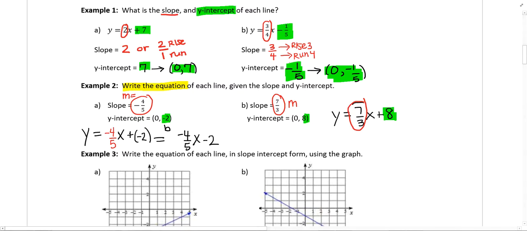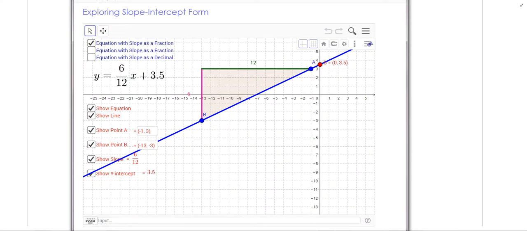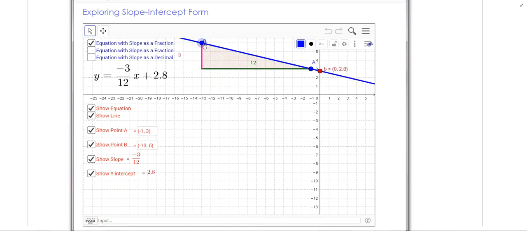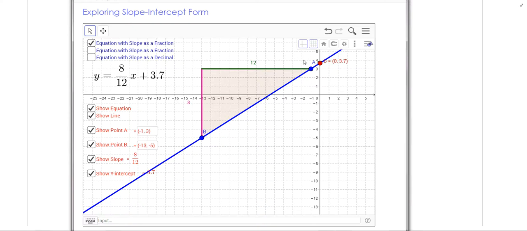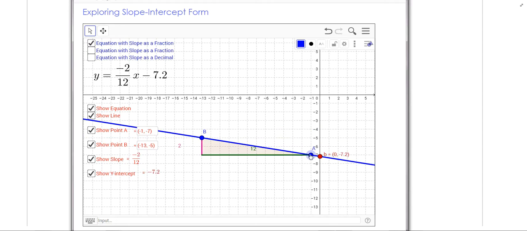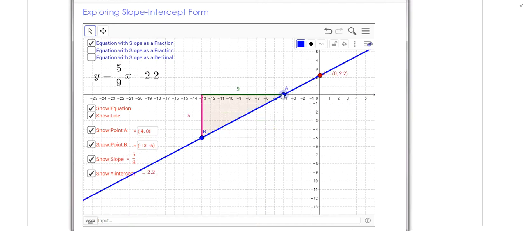I've also linked in for your videos something that I want you to play around with, and that is a GeoGebra applet, the one seen here. Okay, and you can sort of experiment with it. You can see the equation of the line as you move the points around. And you can see the calculated rise and run, and also what that does to the y-intercept. And yes, the y-intercept can be decimals, as you can see here. So you can just play with this to kind of get an idea.